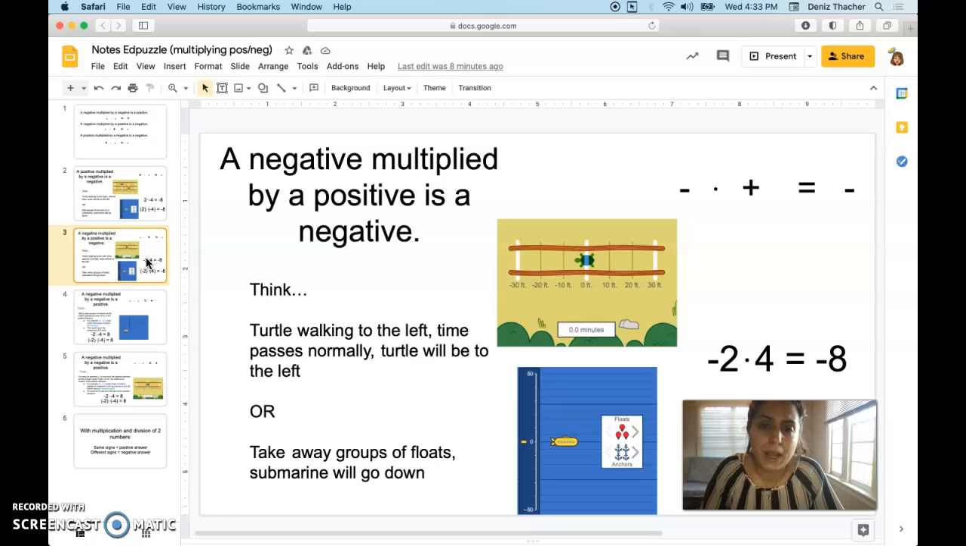Then we have a negative multiplied by a positive is a negative. So again, using that turtle situation, we can think about the turtle walking to the left. Again, that negative value that's starting shows us that we're moving to the left. Again, this time is just passing normally. So the turtle will be to the left, right? After a certain amount of time, the turtle will still be further to the left. Or if we want to think about this using the submarines, you can take away groups of floats and the submarine will go down. So you're taking away positive values that make it float, so it's going to go back down.